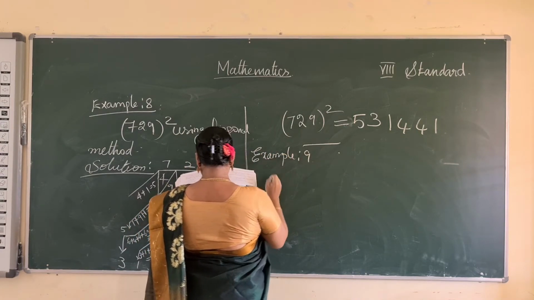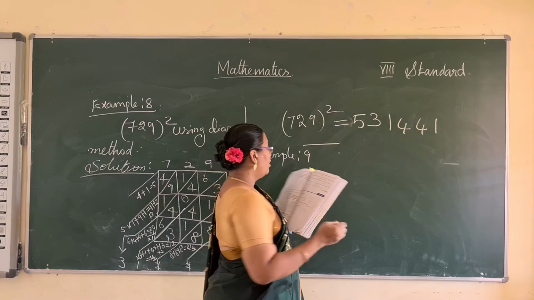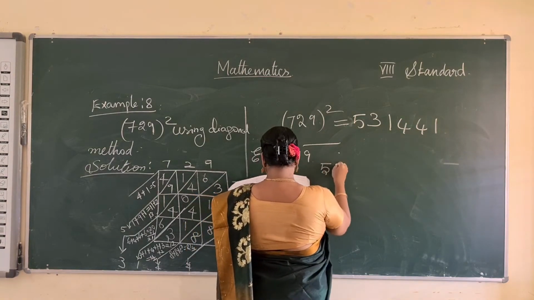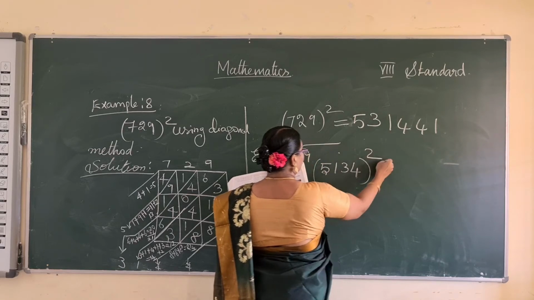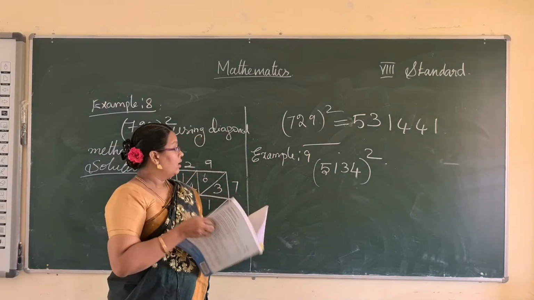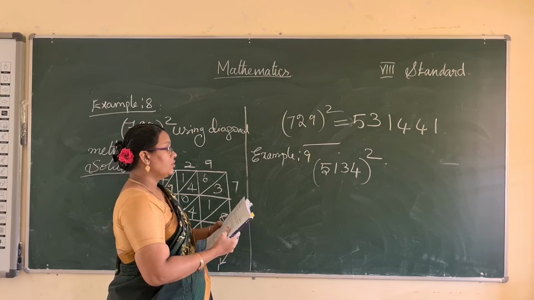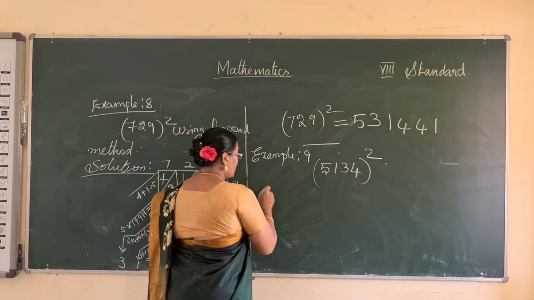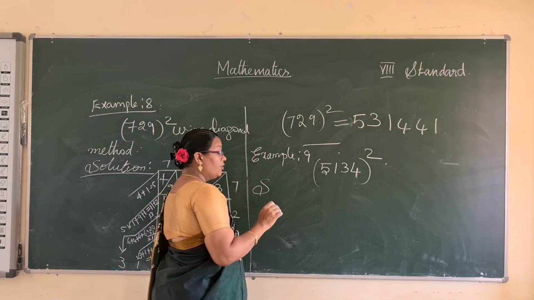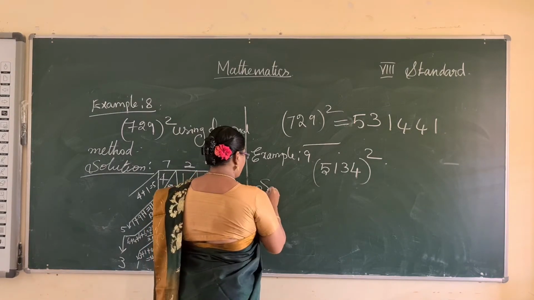And next, example 9. Find the square of 5,134. So here how many digits are there? 4 digits are given. So you will draw the 4 cross 4 magic square.